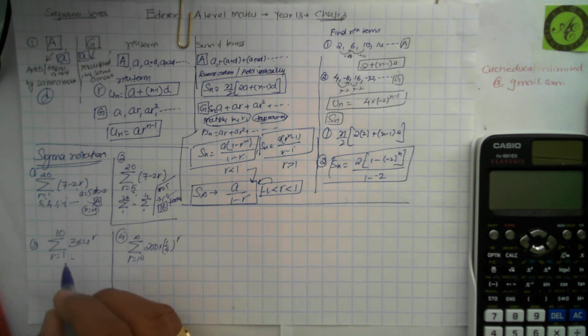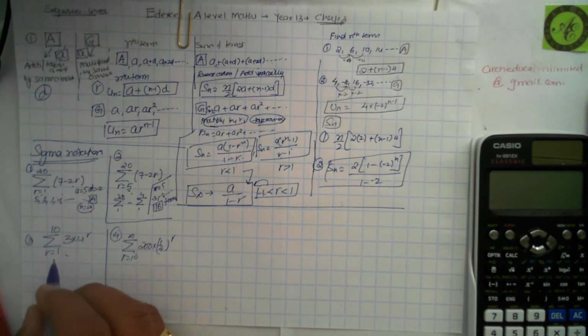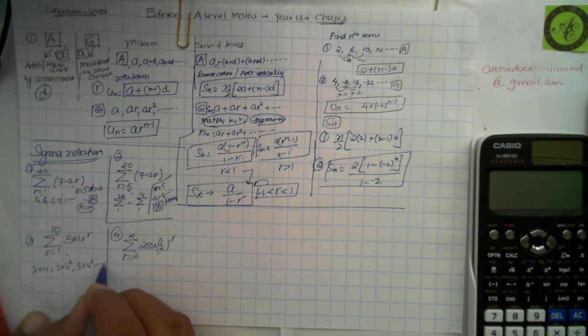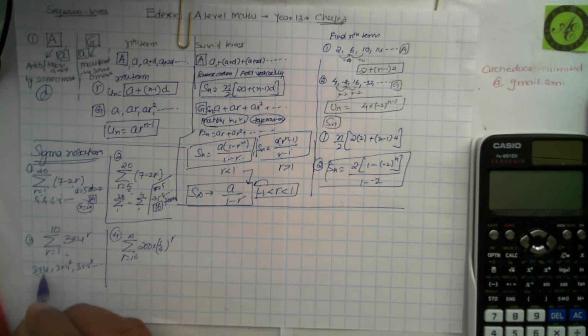Okay. Similarly, over here, we can write the sequence first. This is 3 times 4. Then 3 times 4 squared. Then 3 times 4 cubed. Okay, and so on. We're adding 10 terms. That's your a. r equals 4. So at n equals 10, add 10 terms.